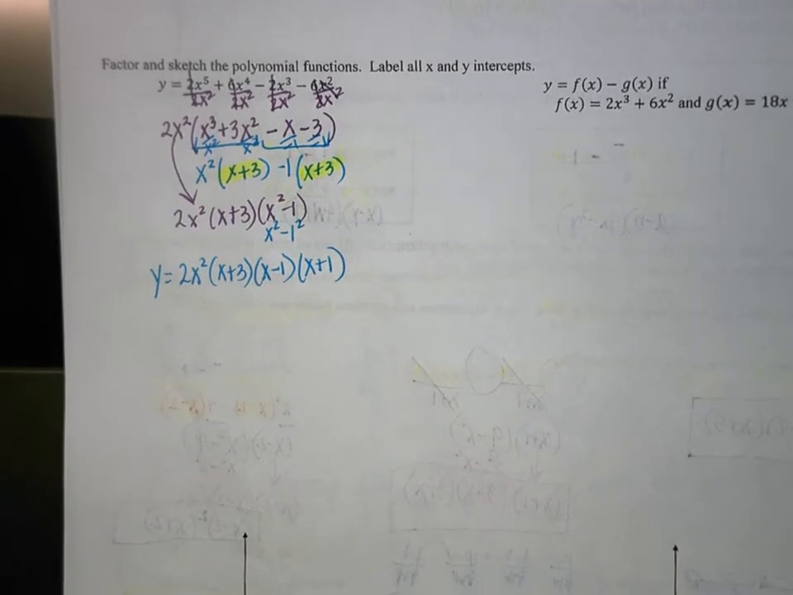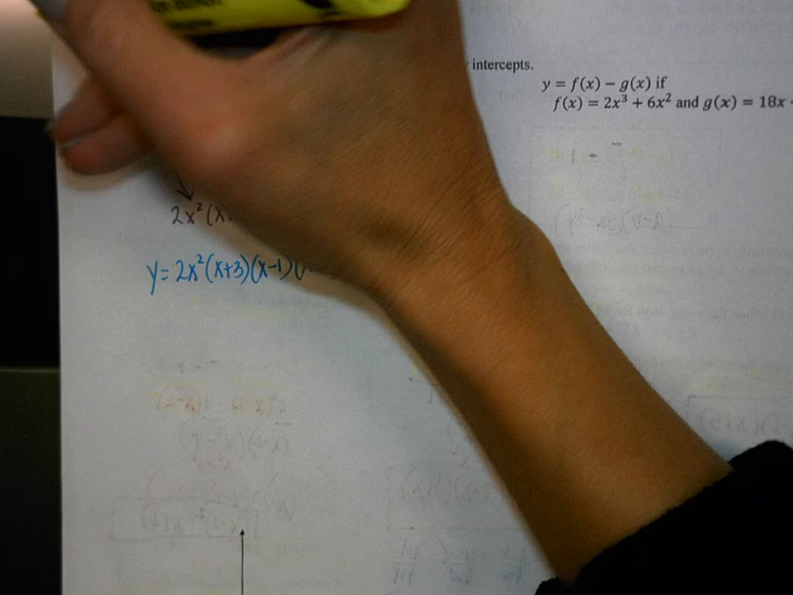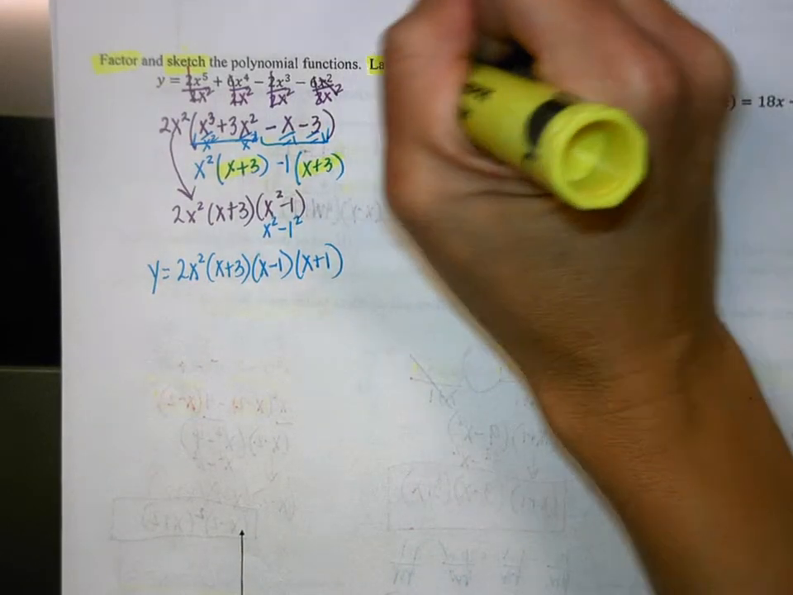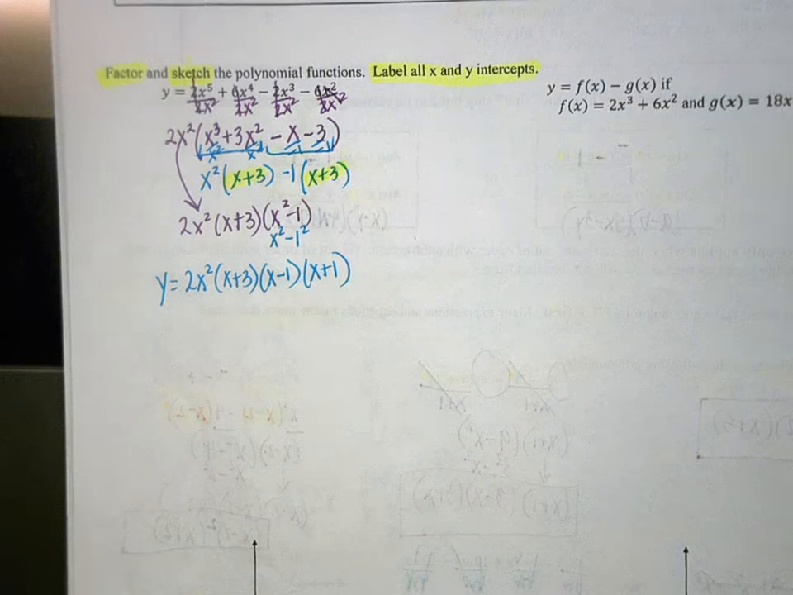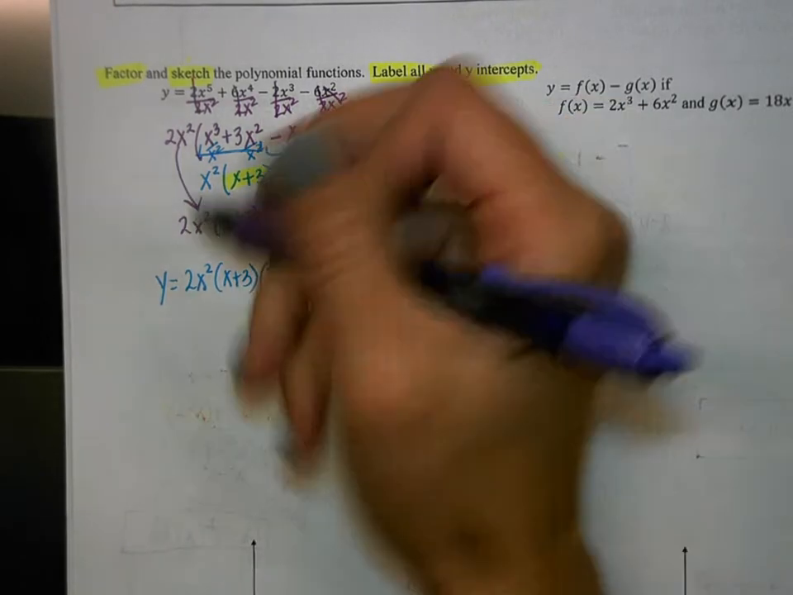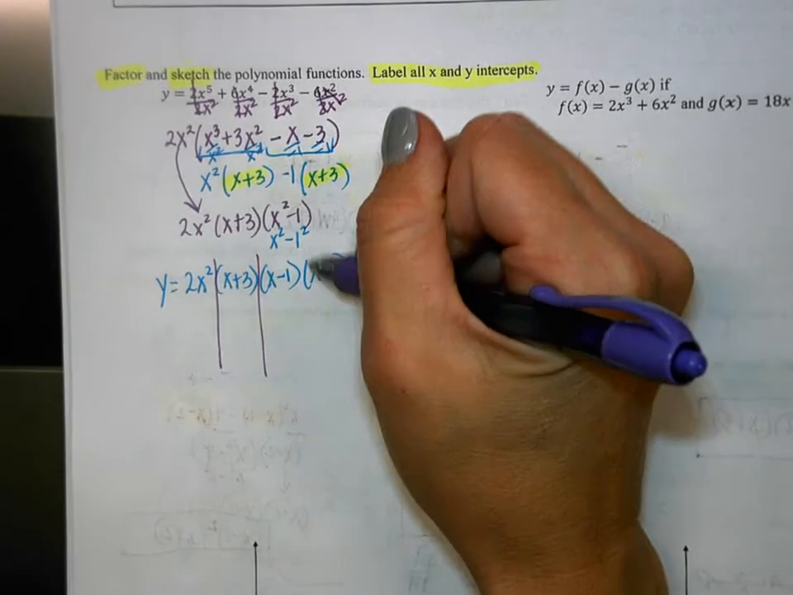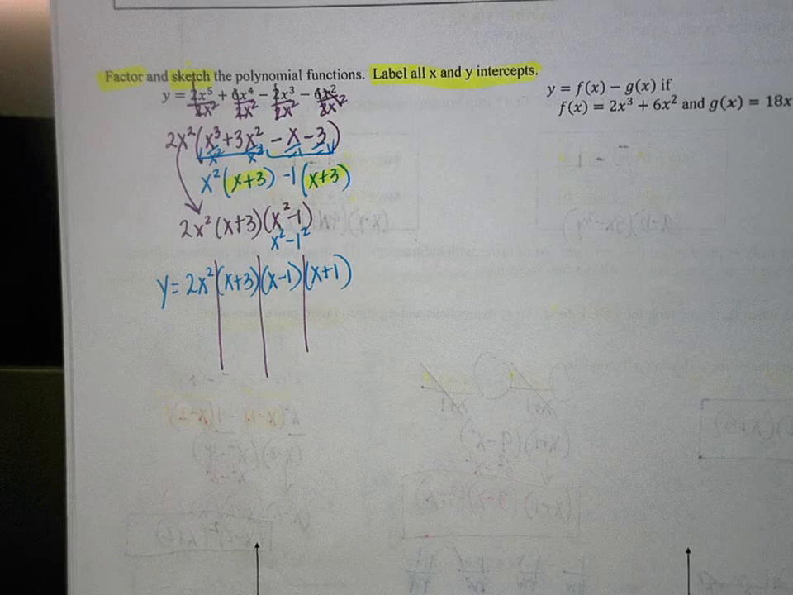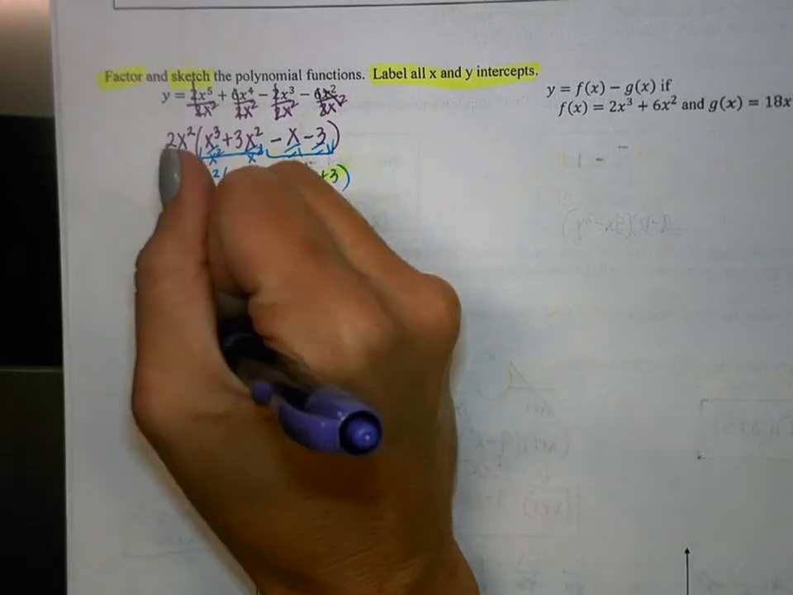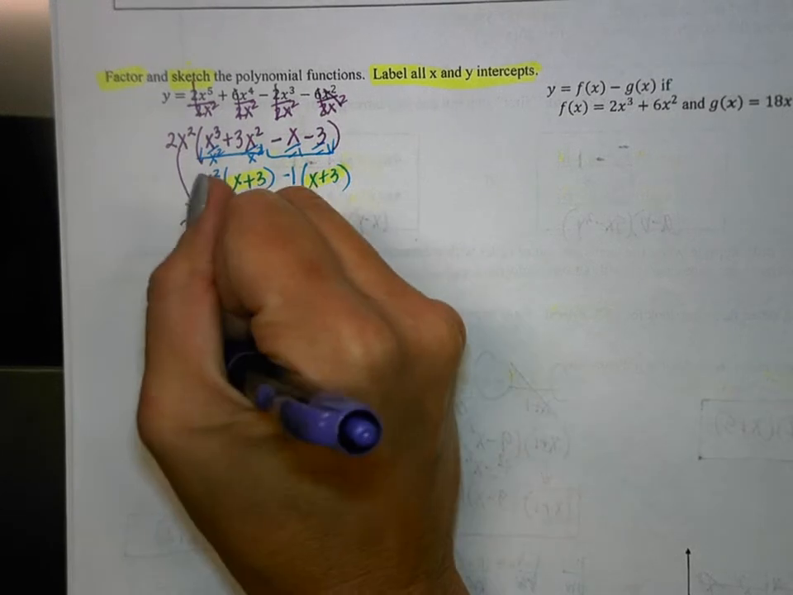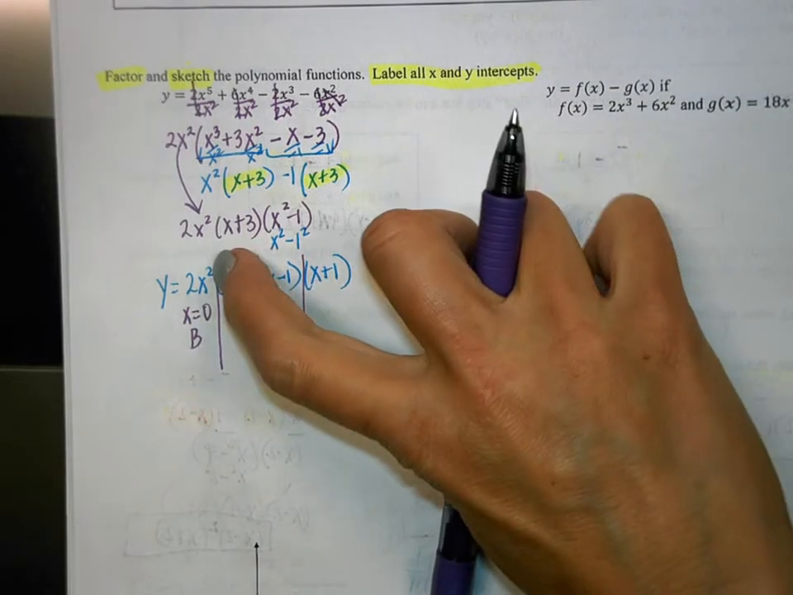Okay, going back to these directions, it said to number 1 factor, number 2 sketch, and make sure that you label all x and y intercepts. Okay, I have factored. In order to sketch, I'm going to set each of my factors equal to 0. When I set 2x squared equal to 0, what does it equal? Very good. X equals 0. Is it going to bounce or pass? Why does it bounce? Because it's squared. It has a multiplicity of 2.